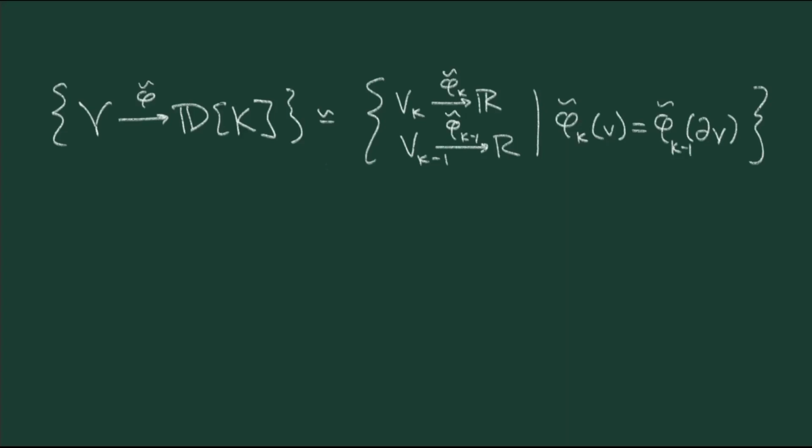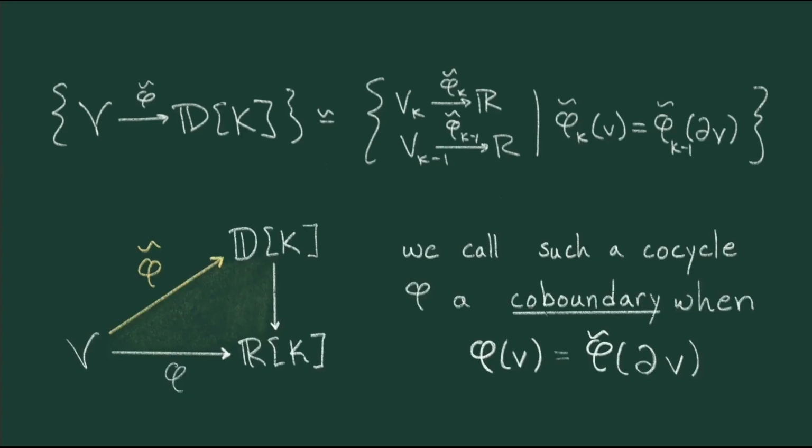Given a cocycle phi, we can endeavor to "lift" this cocycle to a coboundary phi tilde. More formally, we want to factor the cocycle through the map from R[k] to D[k]. This factoring is commonly referred to as a "lifting problem." When we can solve this lifting problem, we call the cocycle a coboundary. Note that although the cocycle is determined by phi tilde, the converse is certainly not true.